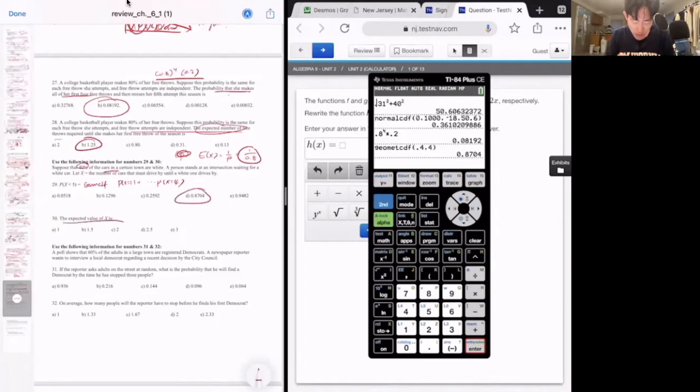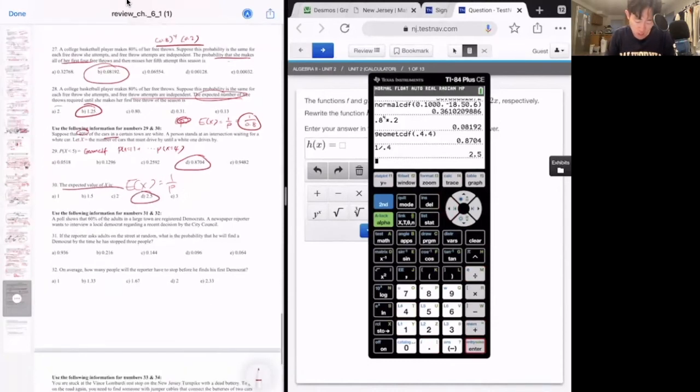The expected value of any geometric setting is 1 over p. So 1 divided by 0.4 should be 2.5, which is D for number 30.